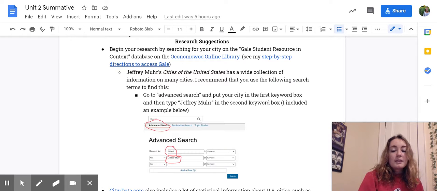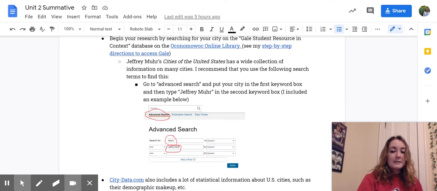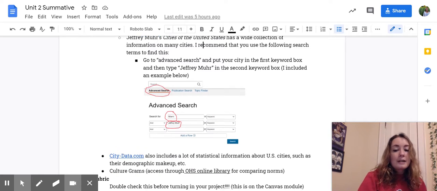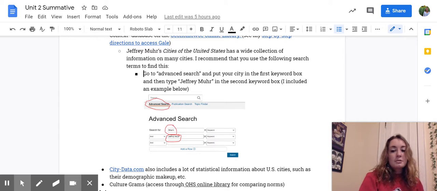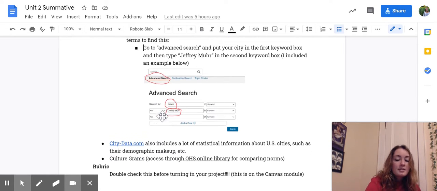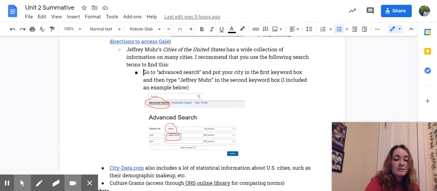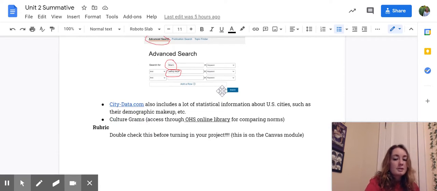And the specific collection on Gale that's helpful is called Cities of the United States. And this has entries on a bunch of different cities throughout the United States. So how I'd recommend finding this resource is if you go to advanced search, you type in the city that you want to do, and then in the next search keyword box, type in Cities of the United States, and you see my example here. Then you will probably find the entry on your city. And this gives a lot of good information.